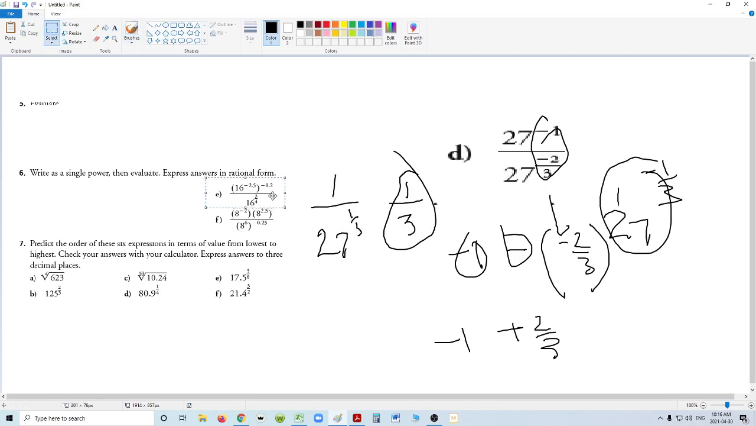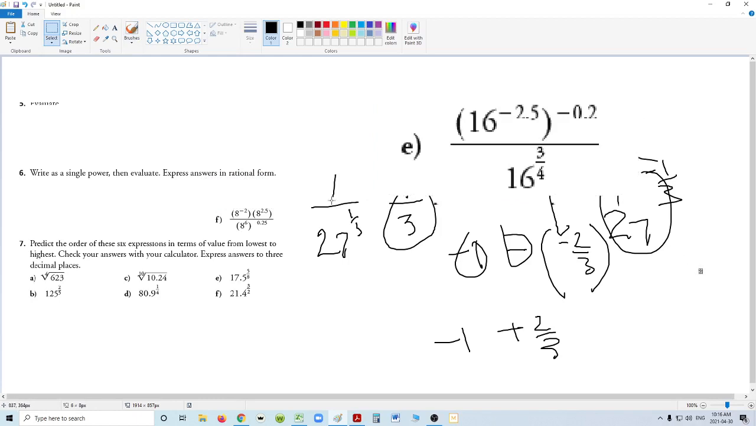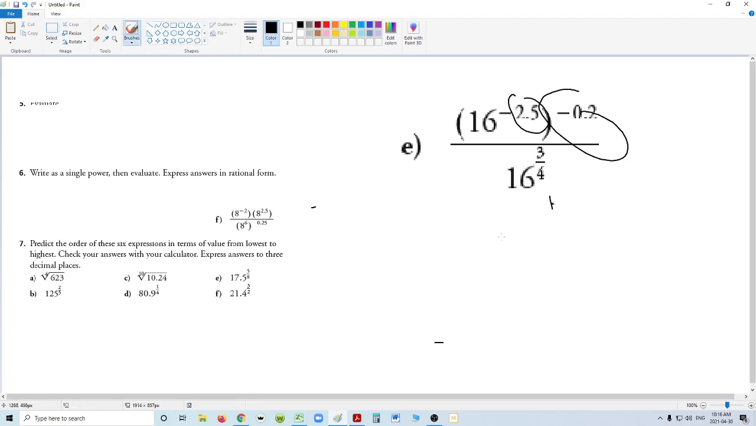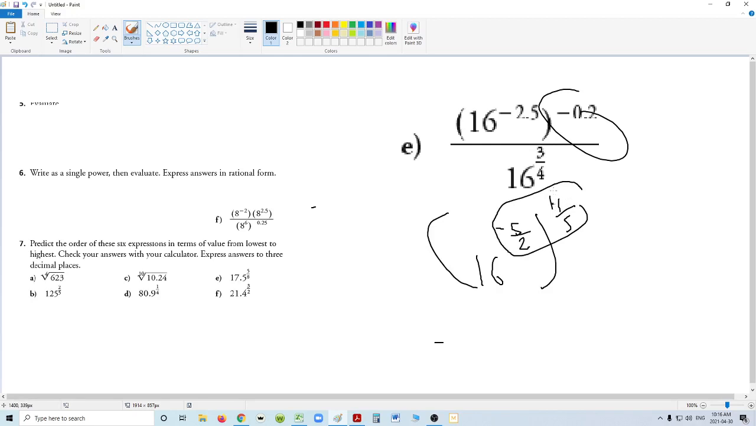Here they're doing the tricks with the brackets, but there's a power of a power. The simplest thing is, you could just keep them like this and multiply them if you want, but the simplest thing is to convert them to fractions. 2.5 is the same as 5 over 2, so you've got 16 to the negative 5 over 2, to the exponent of, and what's that outside? It's 2 over 10, which is 1 over 5. Now I can just multiply. I get 16 to the negative 5 over 10, which is 16 to the negative 1/2, all divided by 16 to the 3/4.